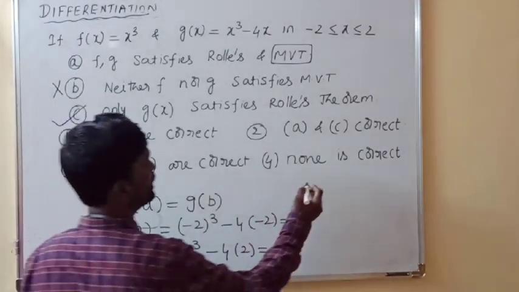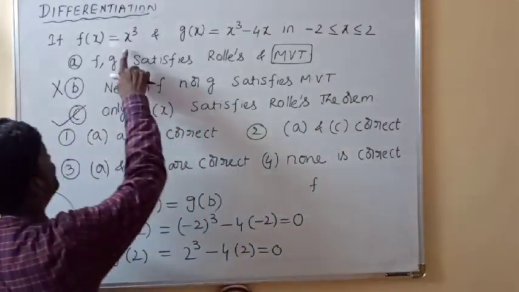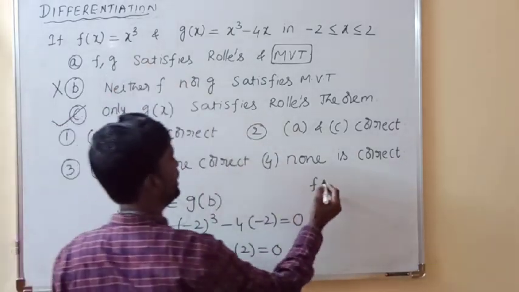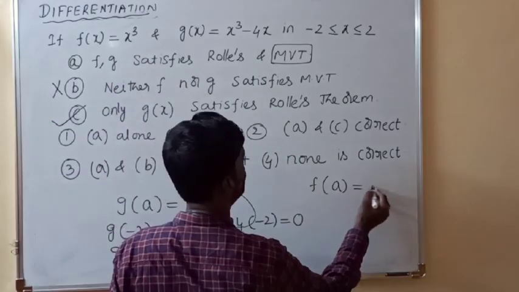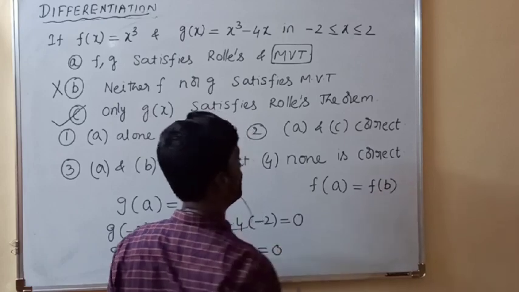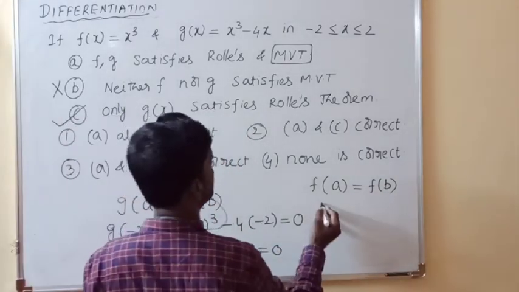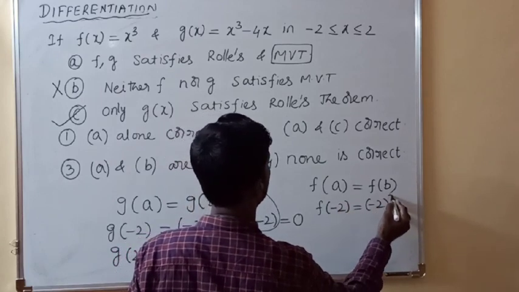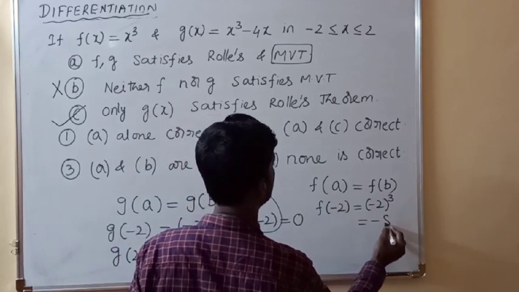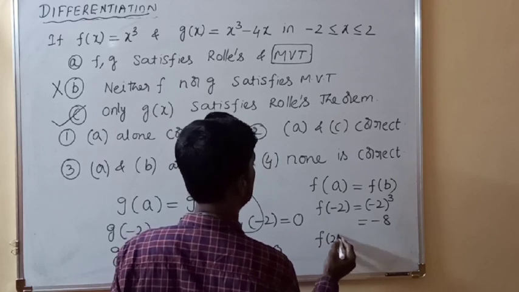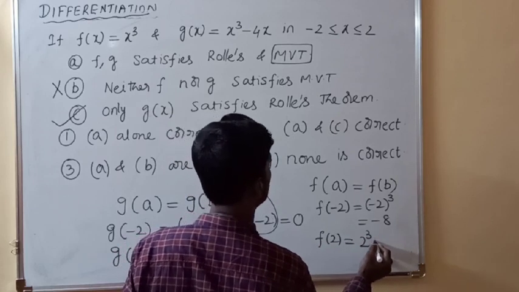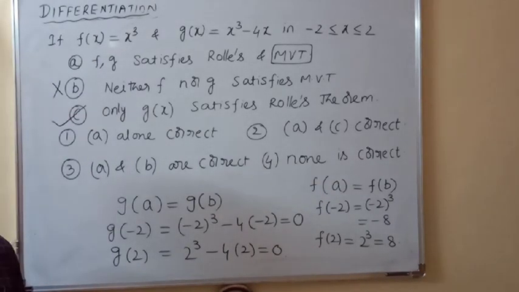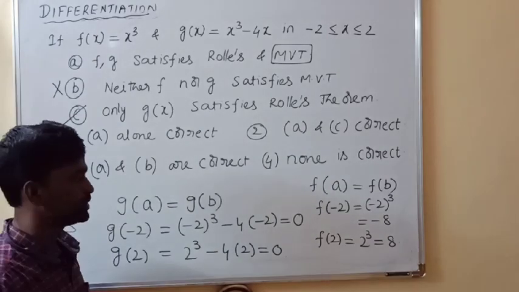So for f of x, it is already continuous and differentiable. We have to check only the last condition, what is it? f of a and f of b, whether both are equal or not. So that is f of minus 2. What will you get? Minus 2 whole cube. Minus 2 whole cube is how much? Minus 8. f of 2 is equal to how much? 2 cube. So 2 cube is how much? 8. So minus 2 whole cube is minus 8, plus 2 cube is plus 8.